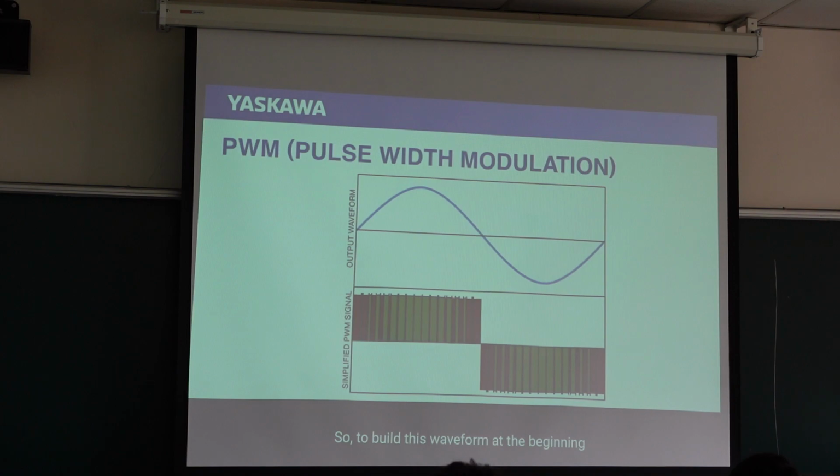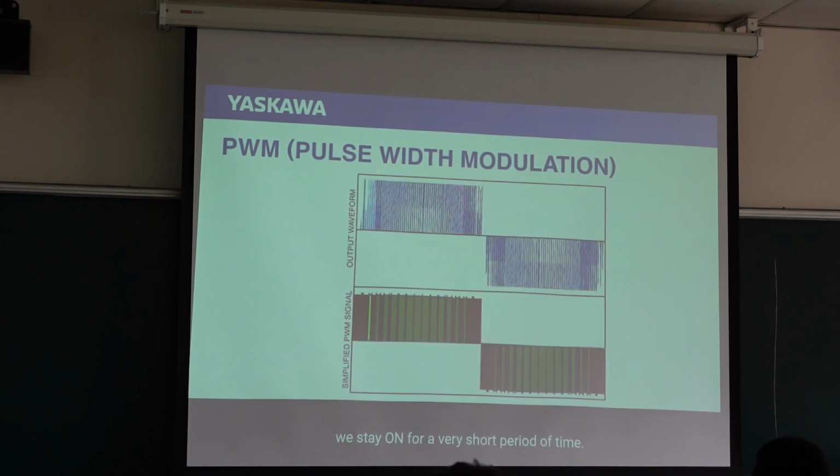So, to build this sinusoidal waveform, we stay on for a very short period of time. Then we increase our on time relative to the base sine wave we are building from. After reaching the peak, we start to reduce the turn-on duty, until the zero point, when another IGBT starts to turn on to create the inverted wave.